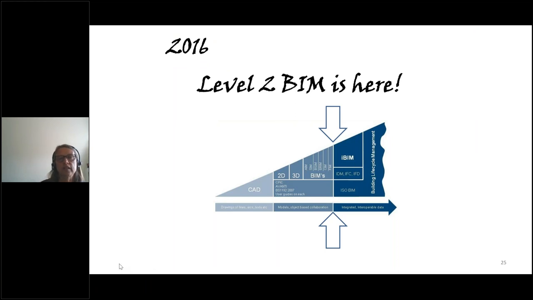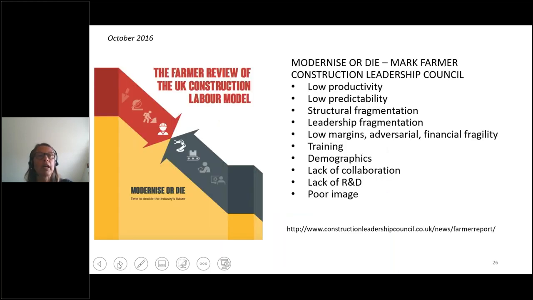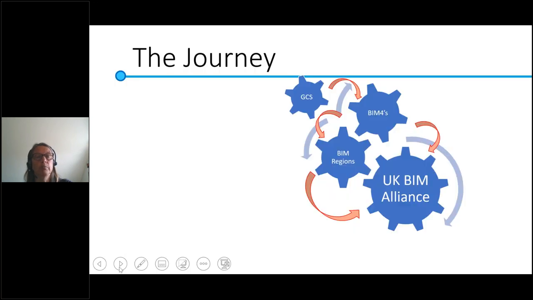And then 2016 arrives, level two BIM is here. So CAD is passed on, we're into a full 3D modeling world, or are we? And is that really what it's about? The BIMA review comes out October 2016, still really damning. We've got to modernise or we'll die. What are we going to do about it?